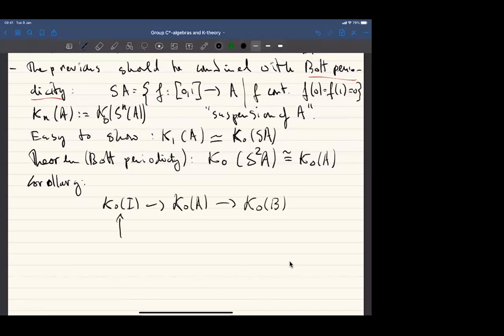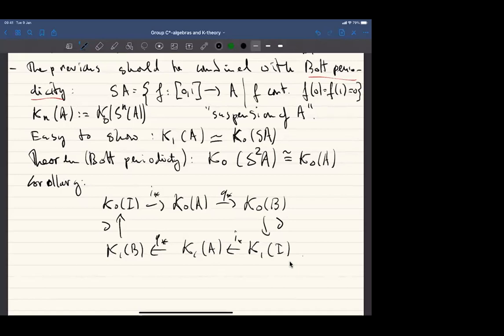It becomes the famous exact hexagon, or 6-term exact sequence, where the vertical maps are the boundary maps and the horizontal ones are just the functorially induced maps. And this is one of the main computational tools in K-theory. These boundary maps can sometimes be hard to compute, but they exist and they are functorial and everything.